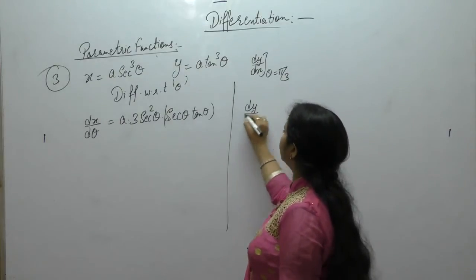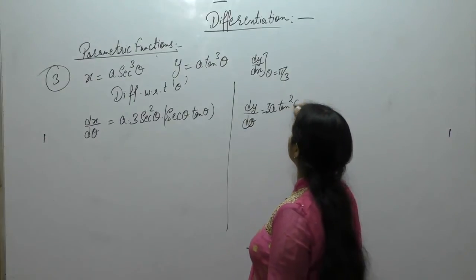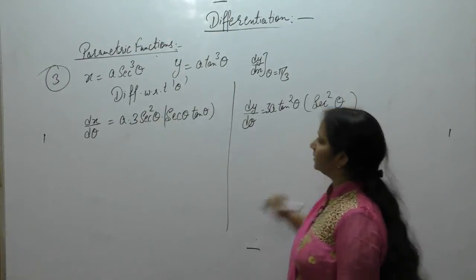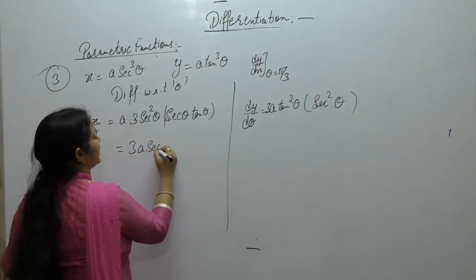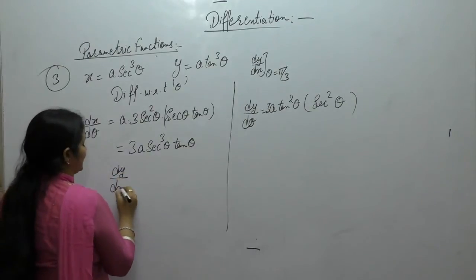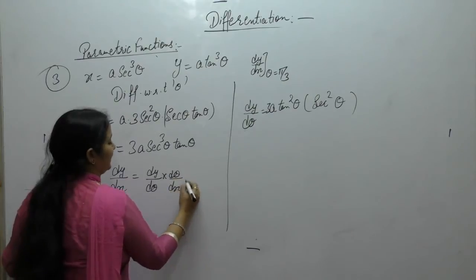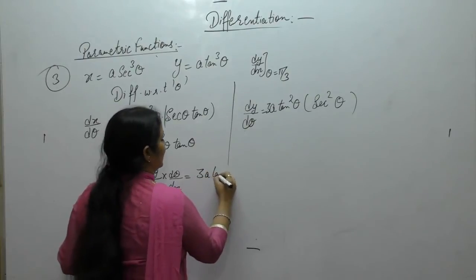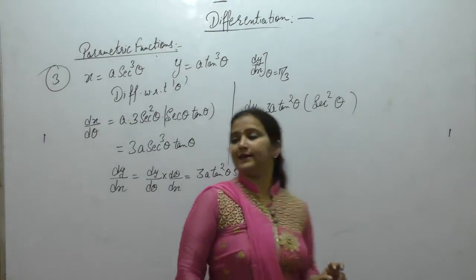Now dy upon d theta, a tan cube, 3 tan square theta. Now derivative of tan, that is sec square theta. Clear? Now here we get 3a sec cube theta tan theta. Now dy upon dx. Dy upon d theta into d theta by dx. Dy upon d theta, 3a tan square theta sec square theta into d theta by dx.